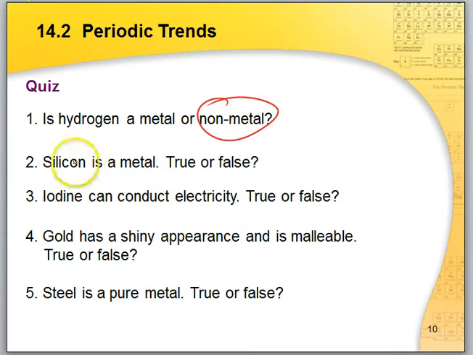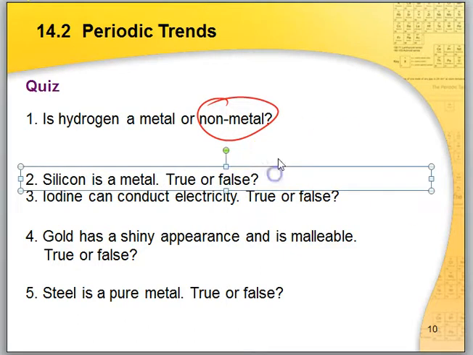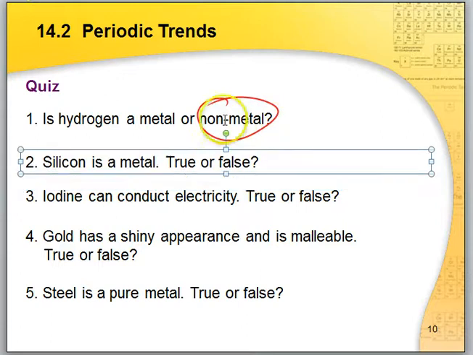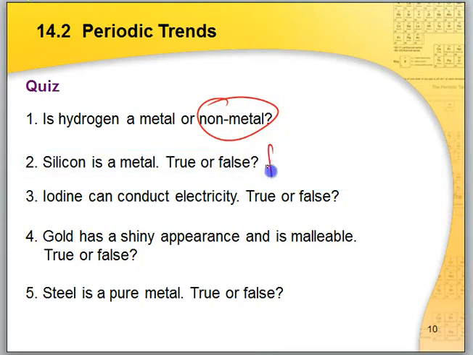Next one. Silicon is a metal. True or false? Is silicon a metal? The answer is false. Why? Because it is a metalloid.